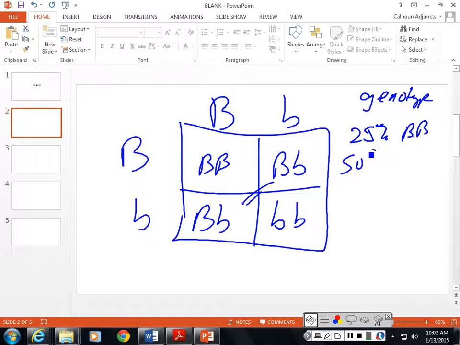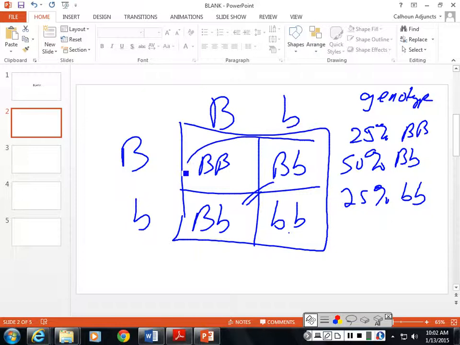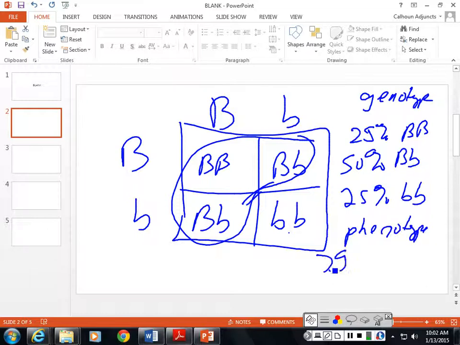50% are big B, little b, and 25% are little b, little b. But what's the chance of the phenotype? Well, these three all have what color eyes? Brown. So the phenotype: 75% are going to have brown eyes, and only 25% are going to have blue eyes.